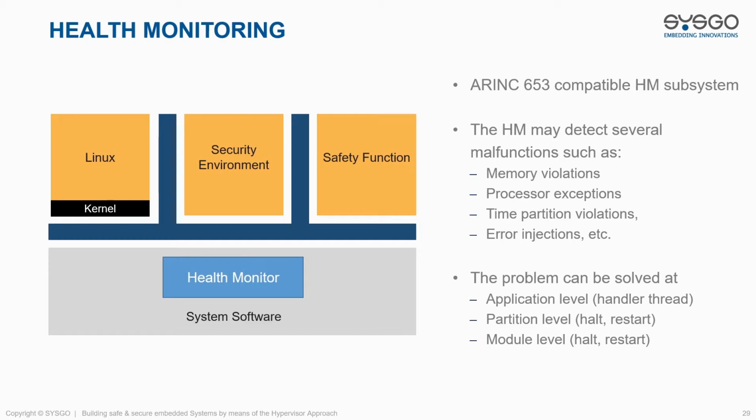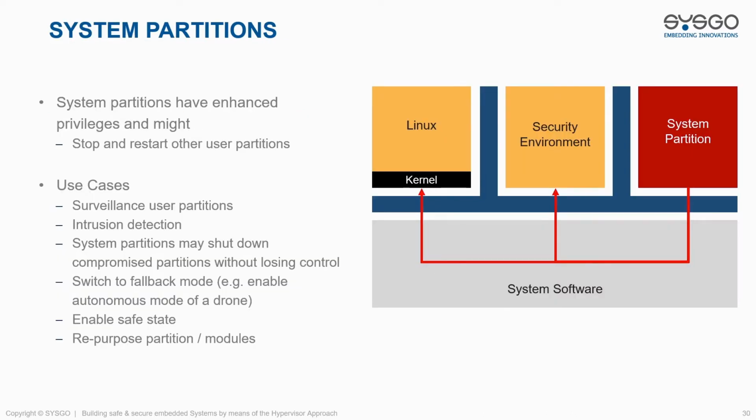If we're talking about the avionics world and restarting a complete board, of course you must make sure that you have a backup system running so that the backup system can take control of the aircraft while you restart the faulty module board. Talking about system partitions with enhanced privileges, they might start and stop other user partitions and even inspect or modify their memory by means of shared memories. So by this you can surveil user partitions, you can implement intrusion detection systems, and you might switch a system to fallback mode. For example, in the case of a drone, you can shut down all the unnecessary communications and enable autonomous mode so that the aircraft can safely return home. And finally, it would also be possible to repurpose a partition by changing the executable code by means of shared memory.